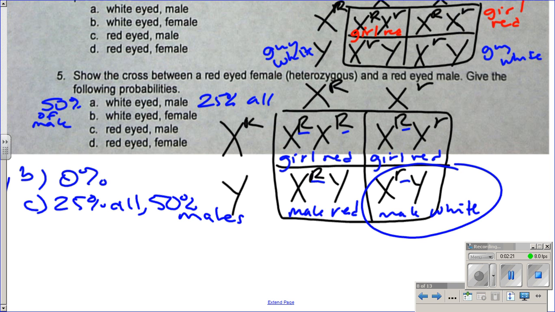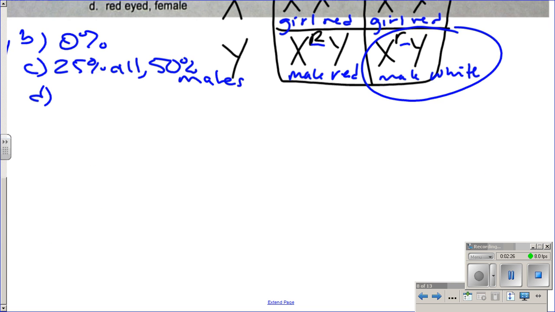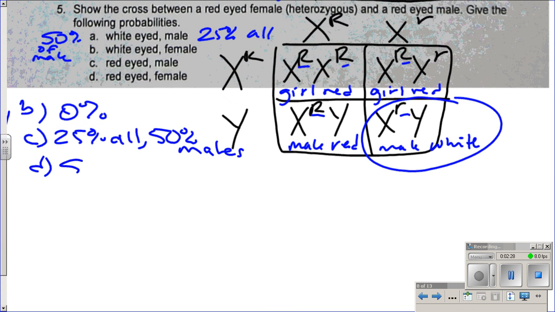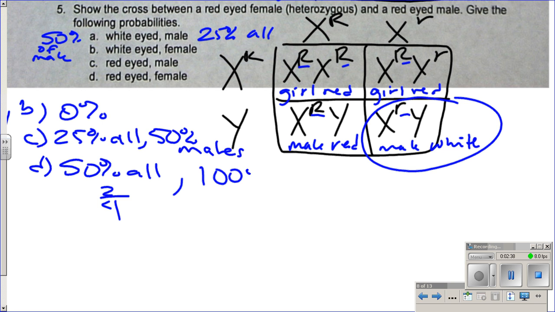Okay. Let's do one more. D here. Red-eyed females. 100%. So 50% of all the babies, because 2 of 4 are going to be females that have red eyes. But of the females, how many? Right, 100% of the females. That's just because of all the females, both of them have red eyes, so 2 of 2 is 100%.